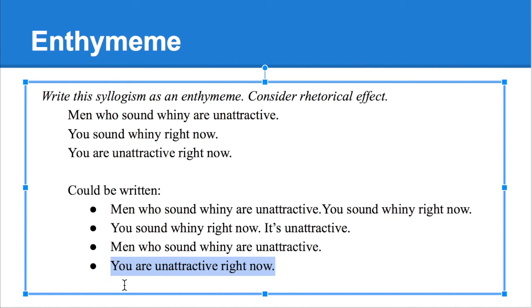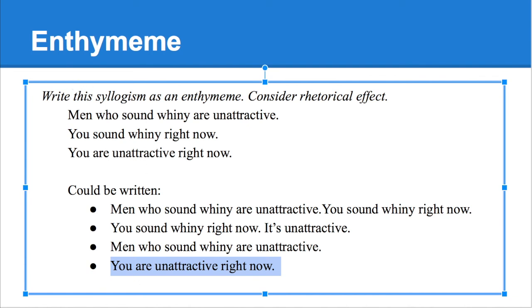You are unattractive right now. Maybe it's because he thinks that she's perceiving him as yelling, or maybe because of what he's wearing. So she's not naming it. So this one could be misunderstood. But the point here is, in her head, she might be thinking this, but she's only saying this. Okay?